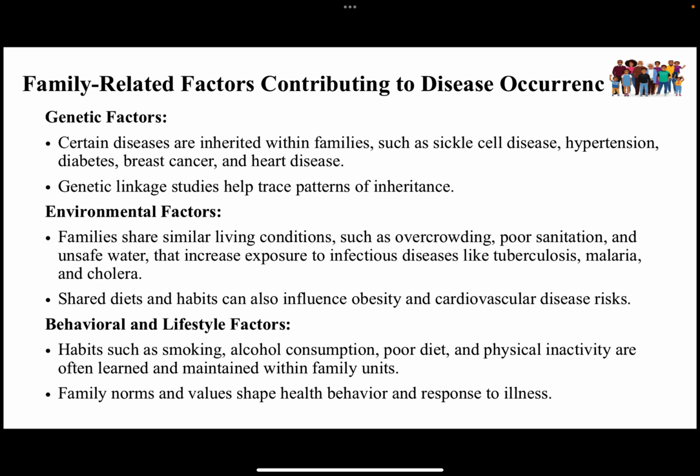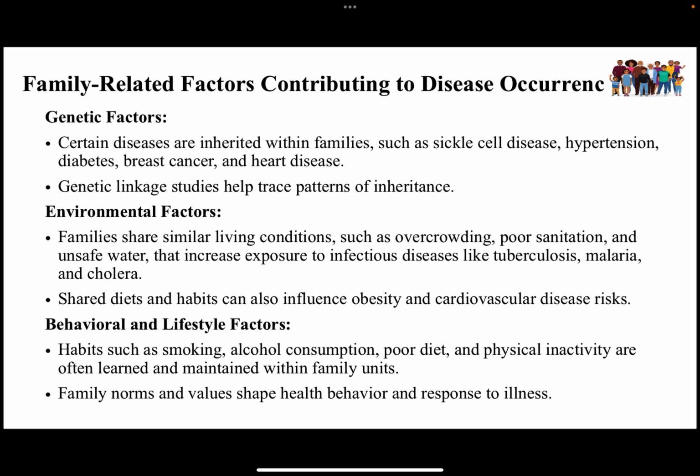Now, with the genetic factors, you need to understand that certain diseases are inherited within families. We have several diseases that are inherited within families, for example, sickle cell disease, diabetes mellitus, breast cancer, and even hypertension. There are so many diseases that have genetic linkage. Sometimes genetic linkage studies can help trace how these diseases are passed down from one generation to another. In biochemistry, we have what we call the family pedigree chart, which scientists or biochemists can use to do genetic linkage studies, which can help them trace the patterns of inheritance of certain diseases in a certain family line.